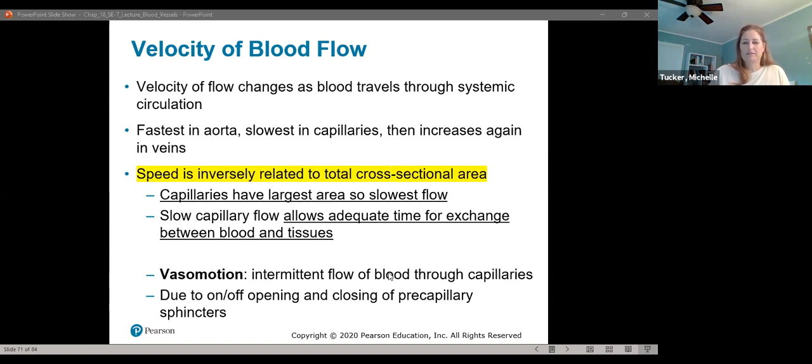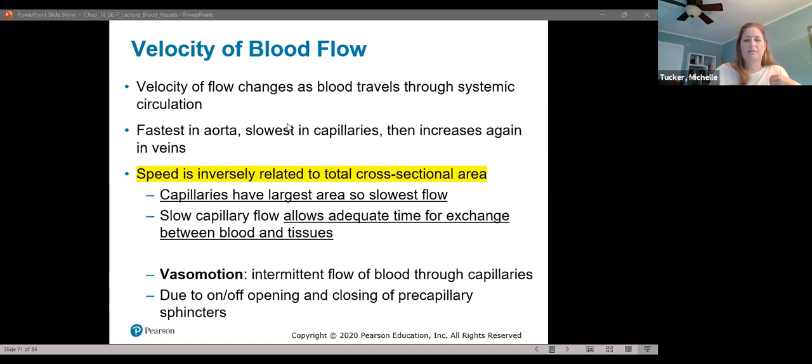Vasomotion is the intermittent flow of blood through capillaries. So the precapillary sphincters are always going on and off and on and off. So the flow has a bit of a rhythm to it in the capillaries. It's interesting, maybe not very exciting.